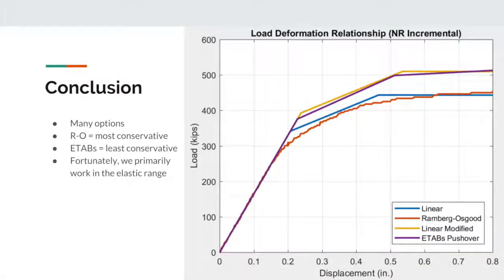In conclusion, we have many options, and we're not limited to just the Ramberg-Osgood equation. There's many more based on other research. But from what I worked on, we can see that the Ramberg-Osgood equation, which is supposed to be the most correct equation, is actually the most conservative. And ETABS ends up being the least conservative, which I found to be pretty interesting because that's a commercial structural software that we use to actually analyze and build buildings. But fortunately, we primarily work within the elastic range, so hopefully it hasn't caused any damage.